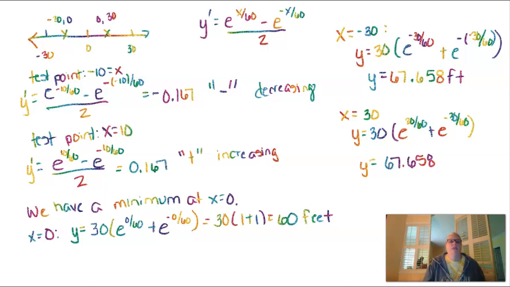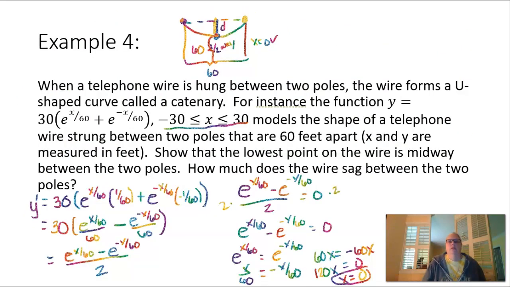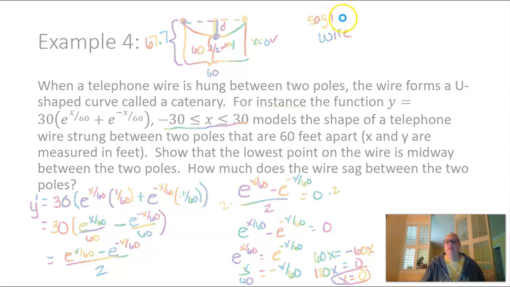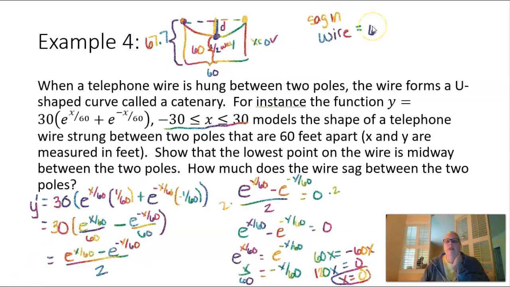Okay, so going back to look at our picture, the distance from where the wire connects to the top of the pole to the bottom is about 67.7 feet. And the distance from the ground to where the wire dips down to at its lowest point is 60 feet. So it looks like the wire sag, or the sag in the wire, is going to be 67.7 minus 60, or about 7.7 feet.